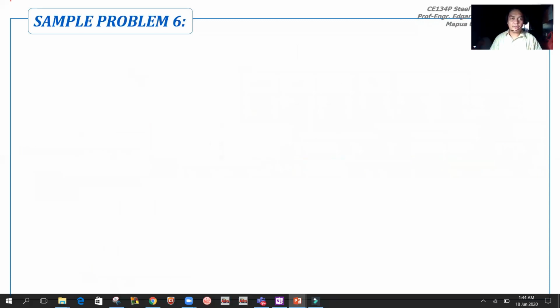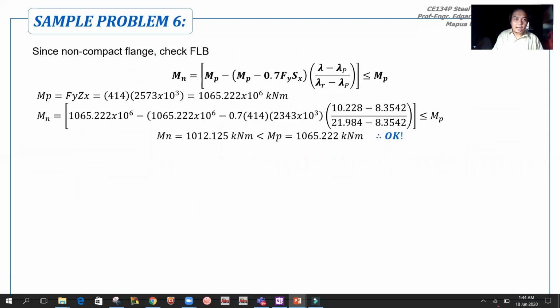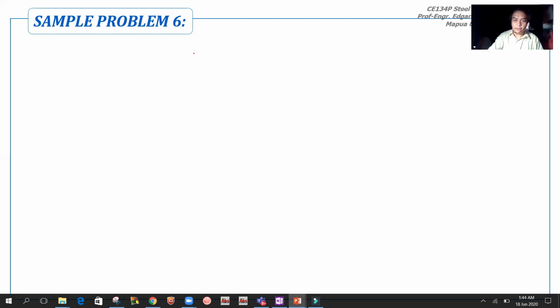The next step is to check for the lateral, since non-compact siya, we check the FLB. Yung flange, yung solution ko naka-pattern siya dun sa procedure. So you just have to check na lang yung procedure. Okay, after compactness, looking at the procedure, this will fall under 3.A. Diba? Yung procedure 1, procedure 2, yung procedure 2 kasi for compact eh. Procedure 3. So doon ako papasok sa procedure 3.